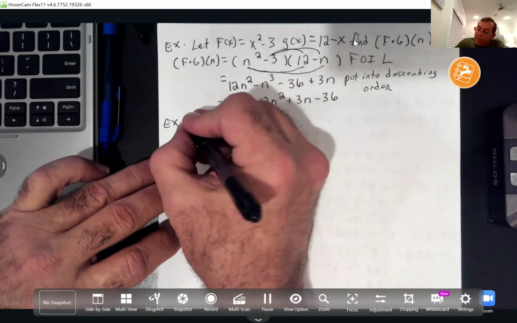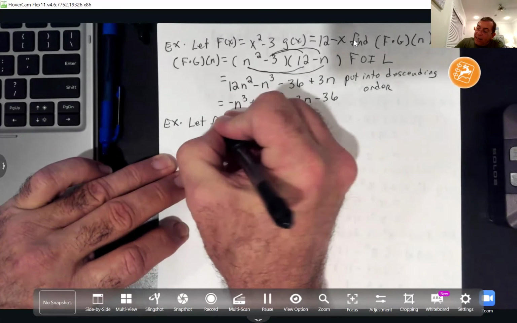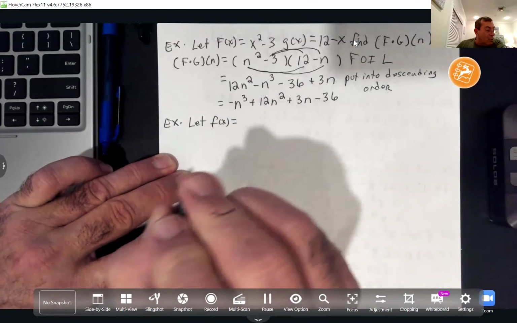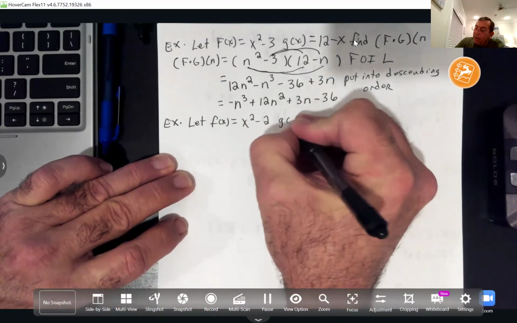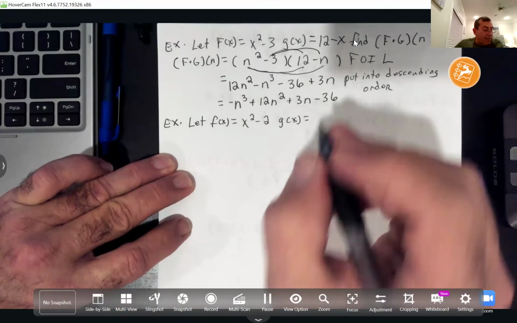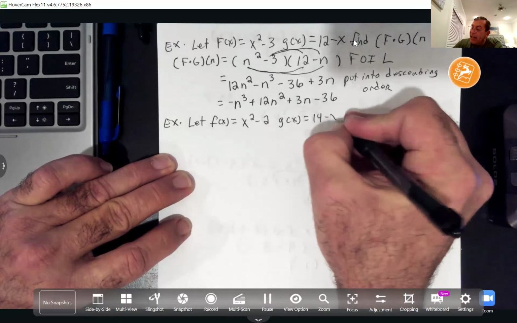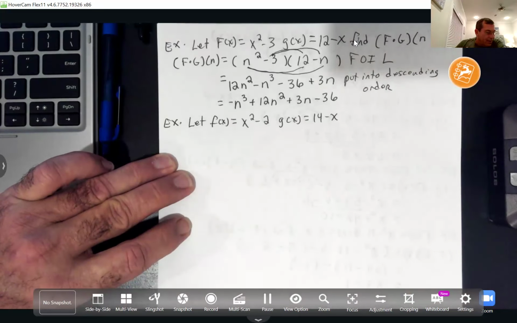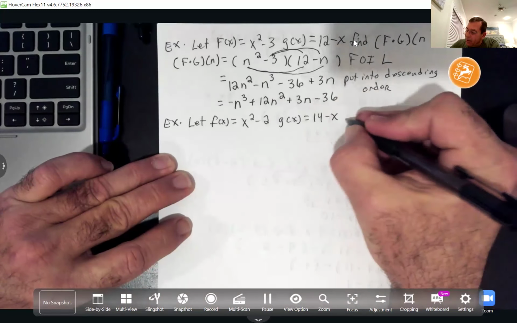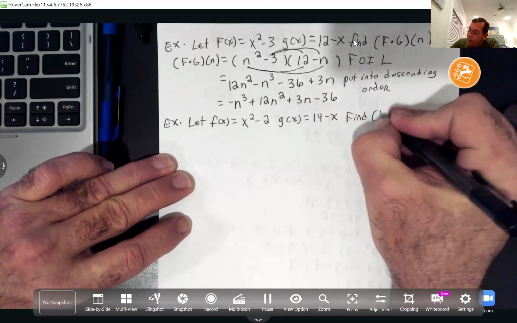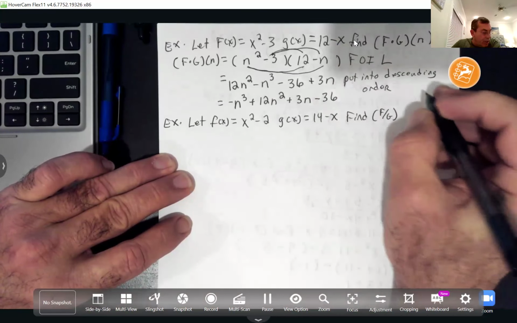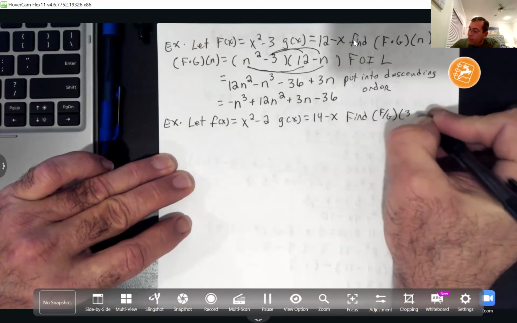All right, y'all. This one I'm going to let f of x equal x squared minus 2. G of x is 14 minus x. They want us to find f divided by g of 3.